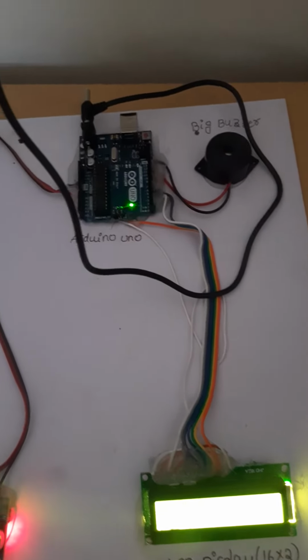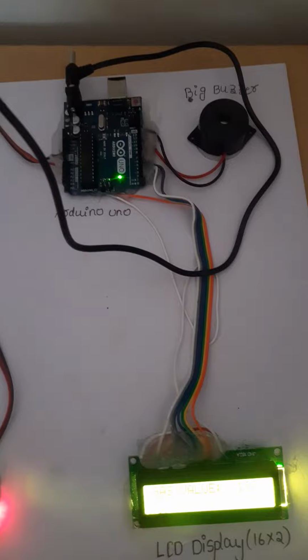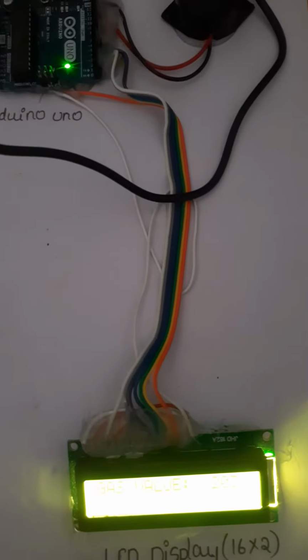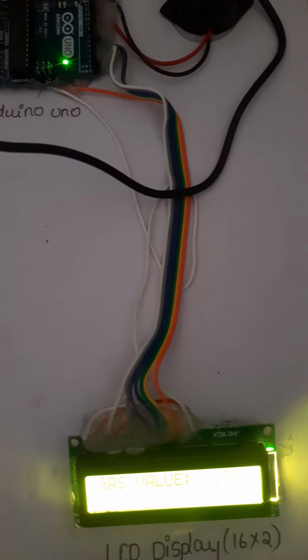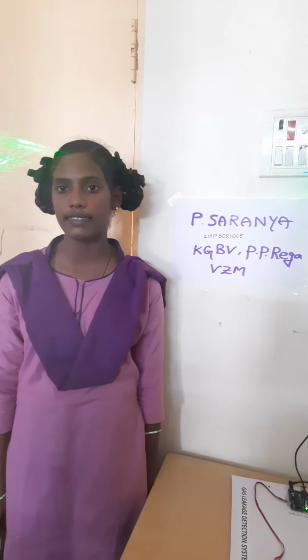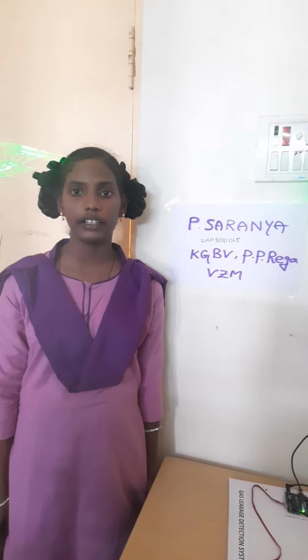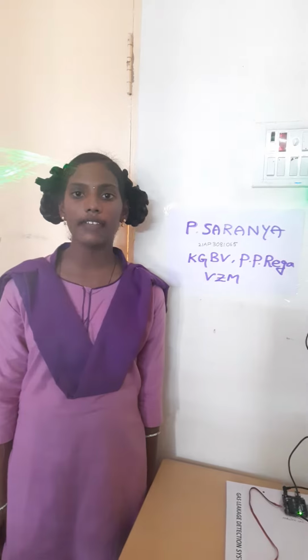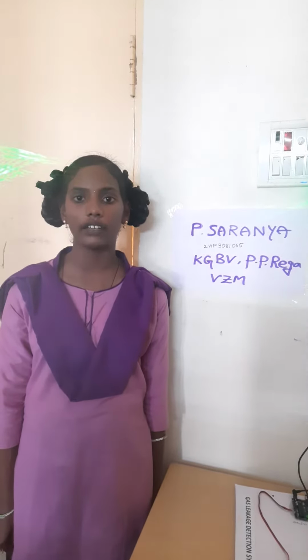Gas leakage detection system is an integral part of safety system, providing the first line of defense against the possible threats of gas leakages. It detects the gas leakages and triggers an alert system to activate safety precautions.